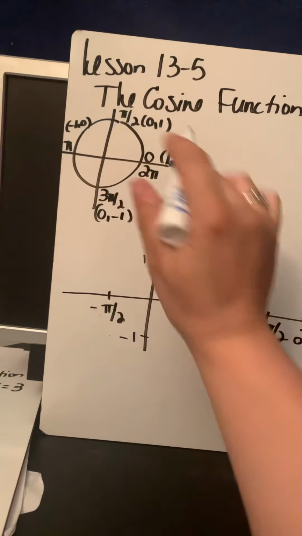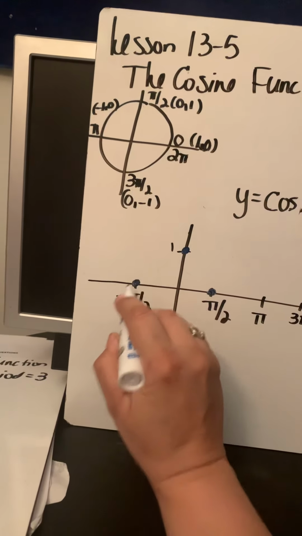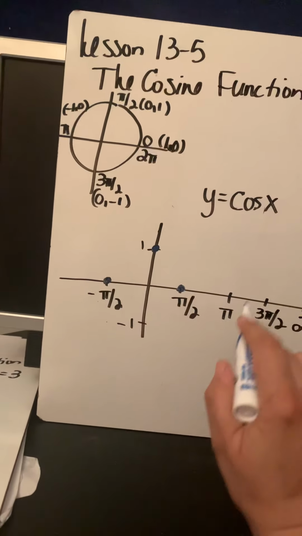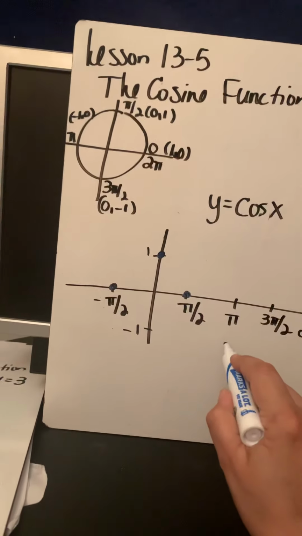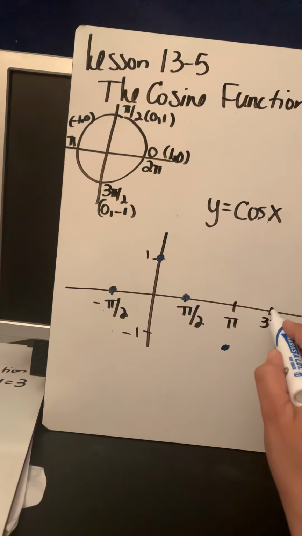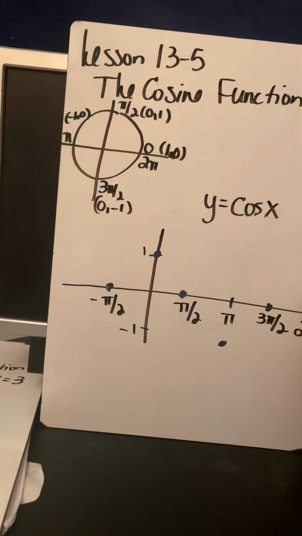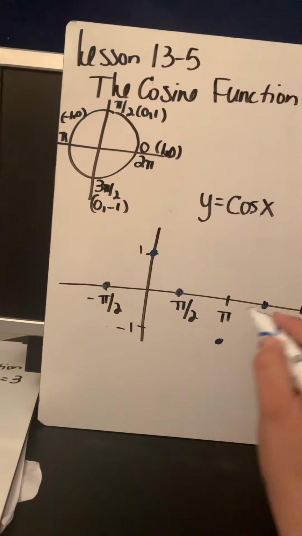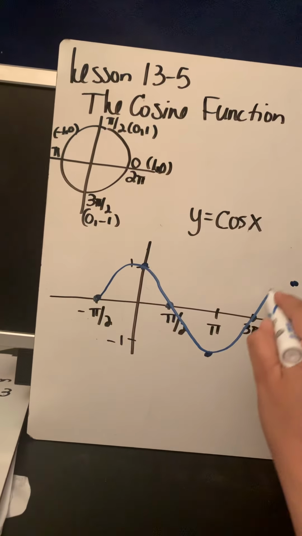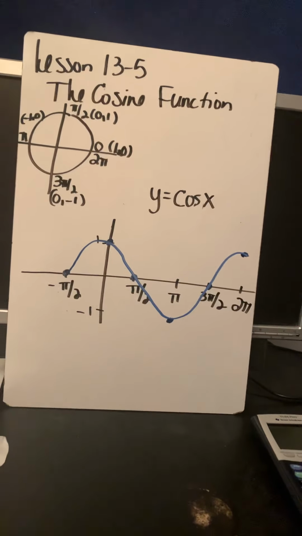At pi halves, your cosine is 0. And I'm going to go ahead and put a 0 over here too, just so I can show you one complete wavelength. At pi, we're down here to the negative amplitude, or -1. 3 pi halves, 0. Back to 2 pi at 1. So here comes your cosine function. Same thing as, like I said, the sine function.